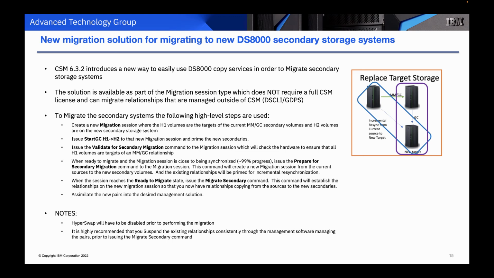Second, we highly recommend, even though it's not necessary, CSM will suspend those existing relationships before doing the actual migrate. But we highly recommend you do it on your own first, because that will make sure that you have a consistent image on your old target boxes. So suspend it consistently on the old targets, do the migration, and in case there's any issues, you still have a consistent copy at that old target.